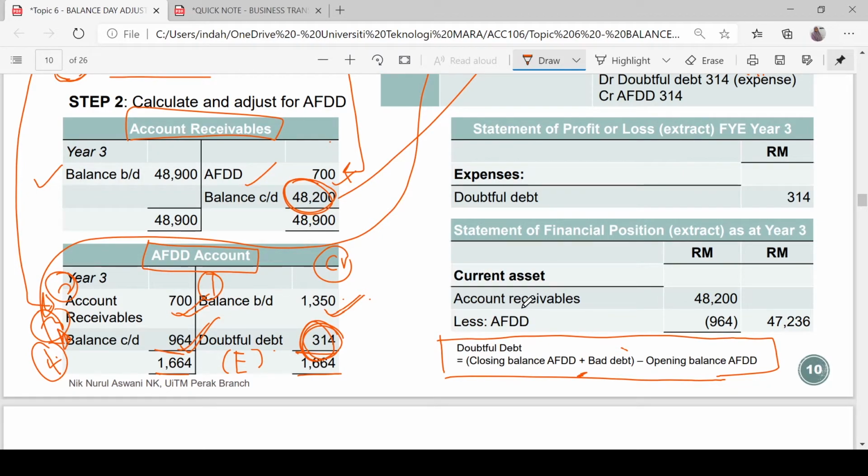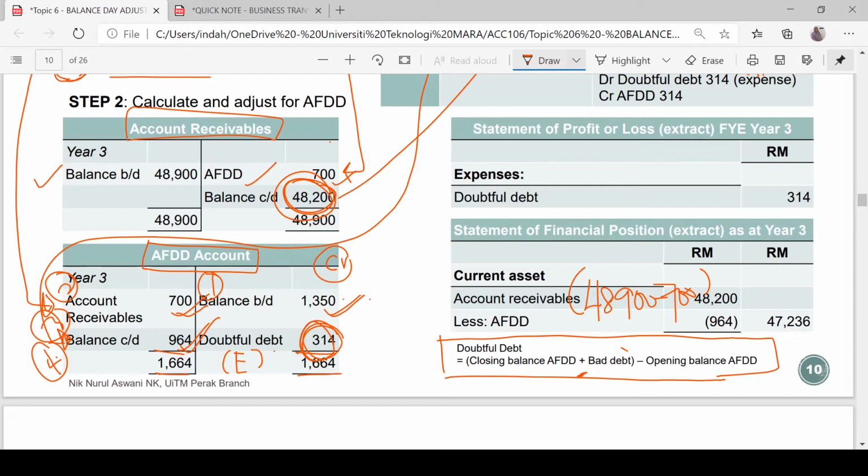So we have accounts receivable. This accounts receivable is the balance CD, 48,200, or the net amount, if you did not prepare an account. It comes from 48,900 minus 700, so you get 48,200. It comes from your previous adjusting entry. When you prepare an adjustment for bad debt, when you decide to credit accounts receivable, it means that you are going to reduce your accounts receivable. So 48,200 is the net accounts receivable.